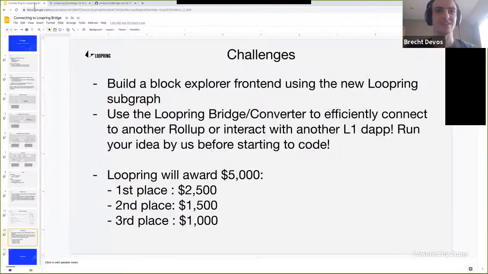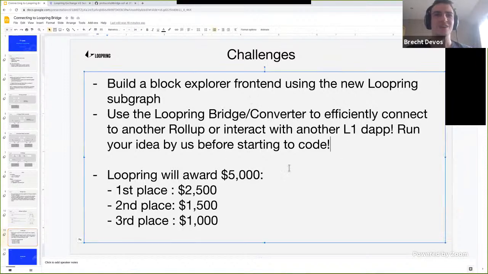And the second is, of course, to use the Loopring Bridge to interact with another rollup or another L1 dApp. We don't really want to give too many ideas, so you can be creative. If you think an L1 dApp is very well fit for this kind of system, then just let us know what you're planning to do, and we like creativity here.